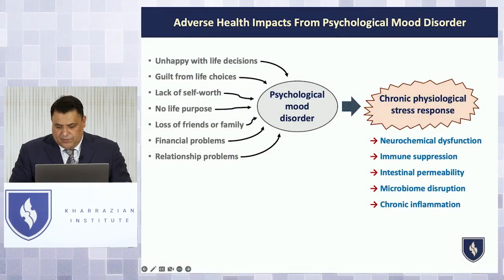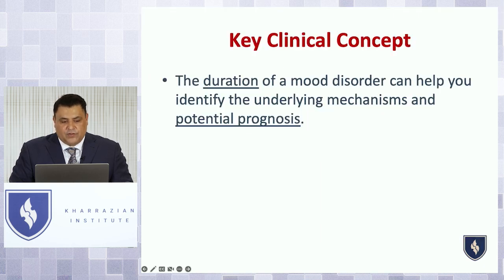Okay, so those are the key things with the psychological types of mood disorders. Yes, if it's primarily psychological, you have to treat some of these other issues, but you really want to focus on those that have a physiological response, where you have the most success. Now, a key clinical concept: the duration of their mood disorder can help you identify the underlying mechanism and potential prognosis. So what do we mean by the duration of it?